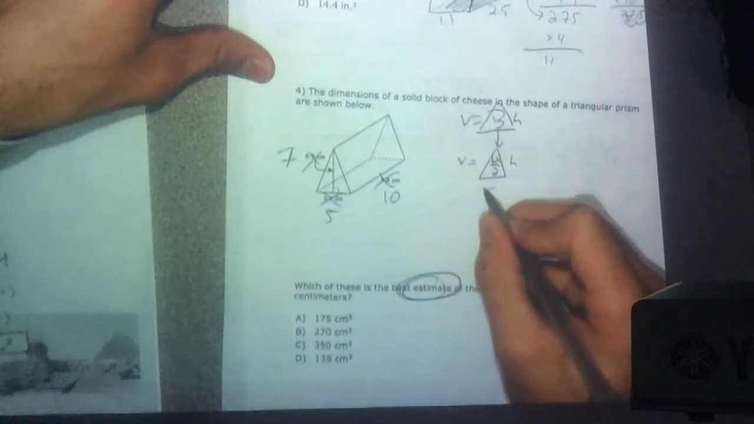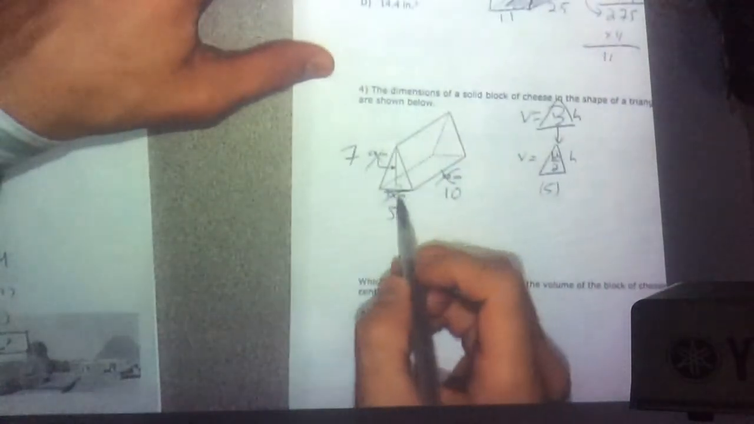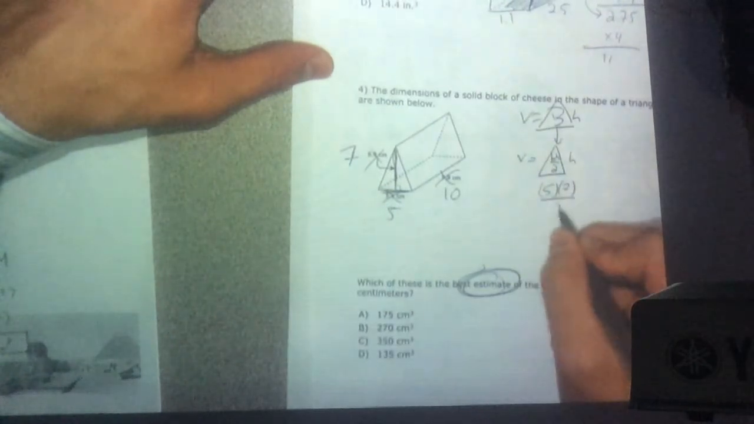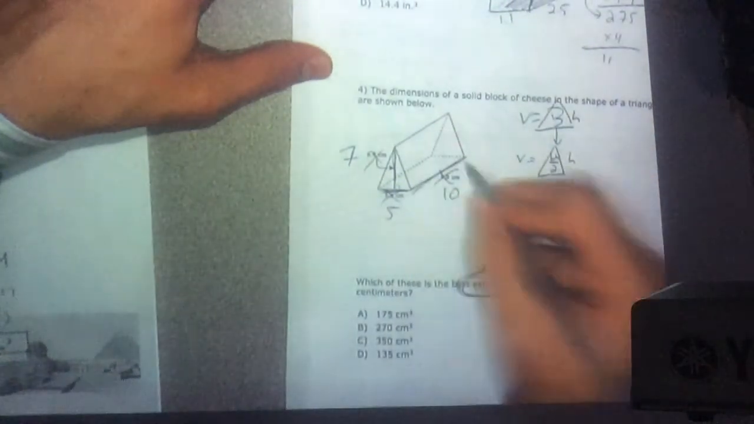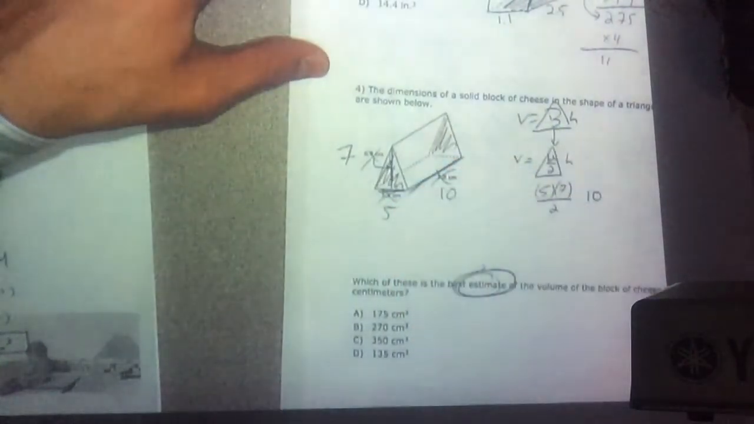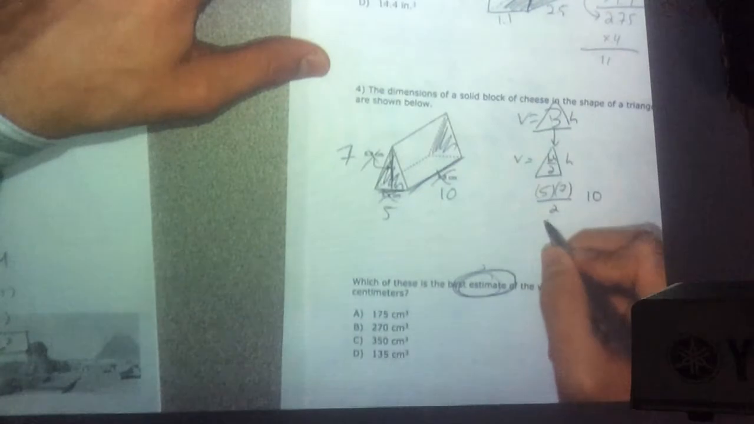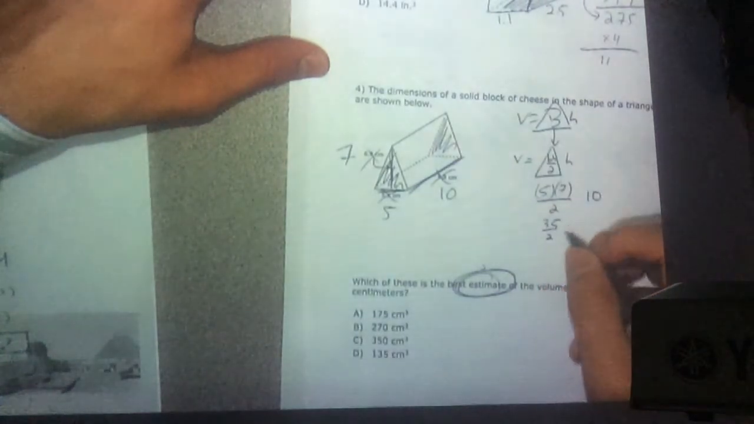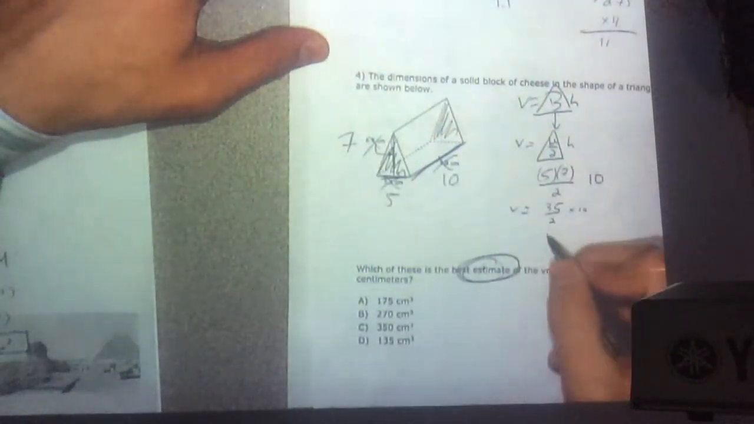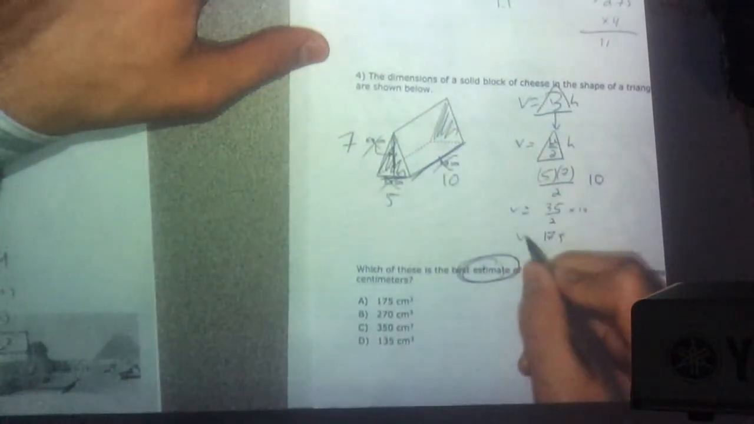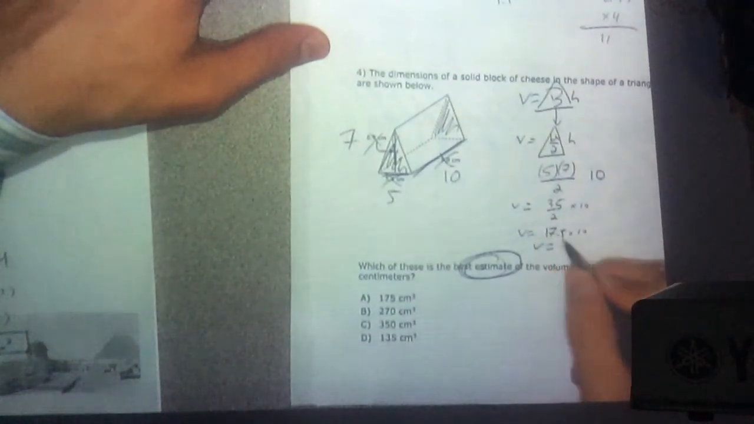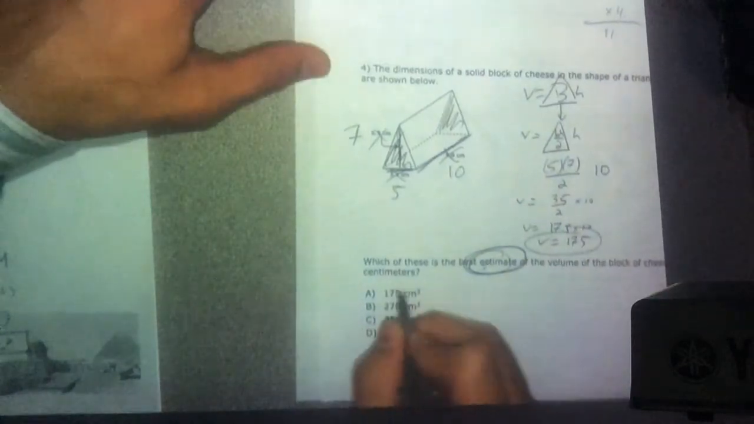Now the base is 5, of the triangular prism. The height of it here is going to be 7 divided by 2. Then I'm going to multiply it by 10, the height of the prism, the distance in between two bases. So this is going to be 35 divided by 2 times 10, that's going to be the volume. 35 divided by 2 is 17.5, and times 10, volume is equal to 17.5 times 10 is 175. So the answer is A.